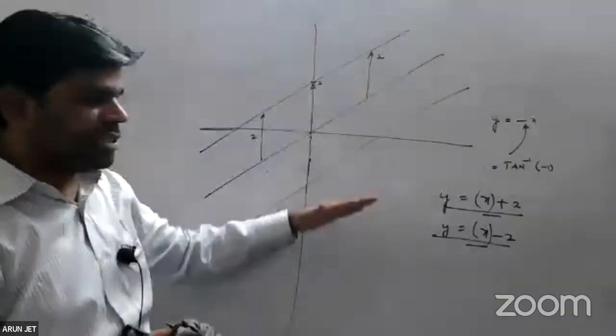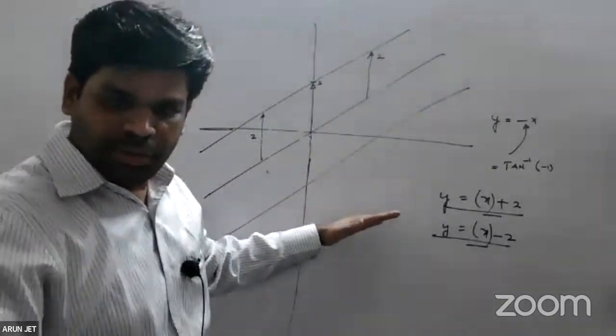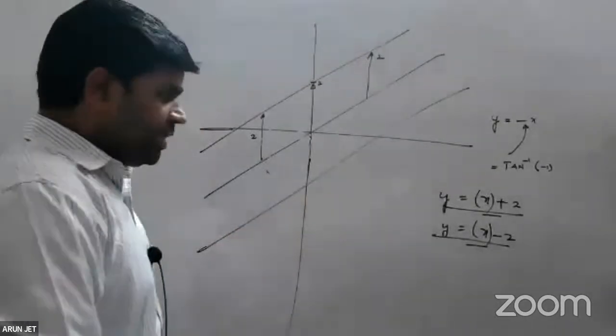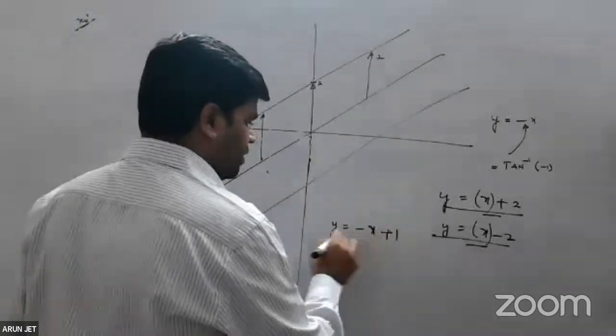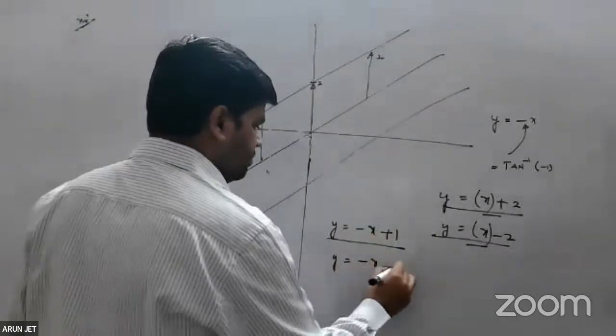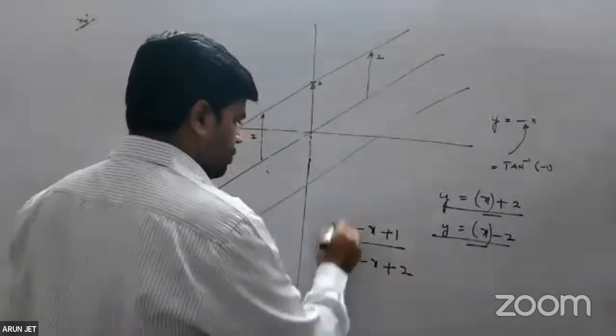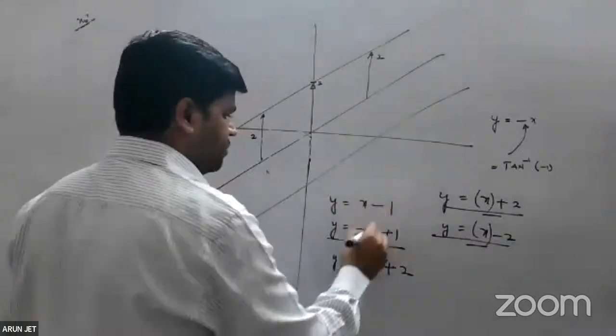All I have to do is just push it up or push it down. Pull it down. Right. Now let us plot y is equal to -x plus 1 and y is equal to -x plus 2. Y is equal to x minus 1.